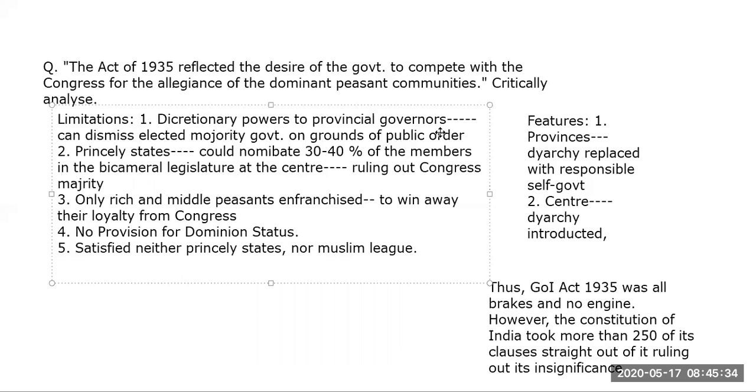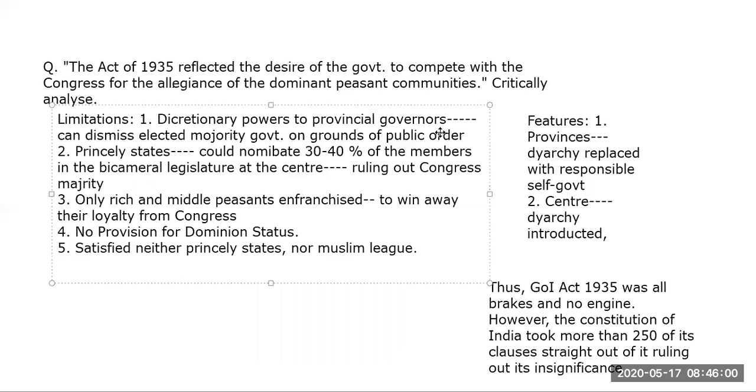And the most draconian of all the discretionary powers was the governor's prerogative to dismiss an elected majority government on the grounds of public order. So this exists till date in the form of the right of the governor to dismiss an elected state government in post-independent India on grounds of failure of constitutional machinery. So the genesis was there in the Government of India Act itself.